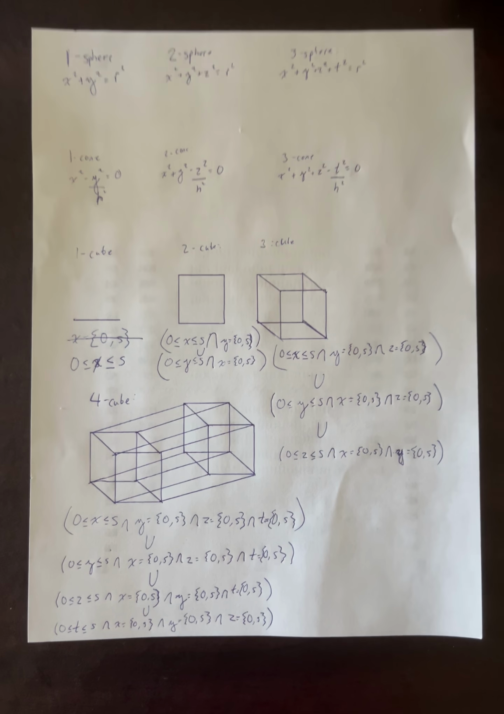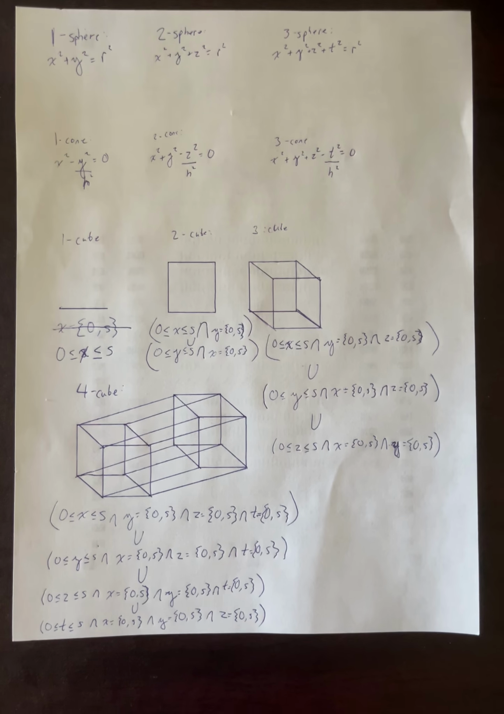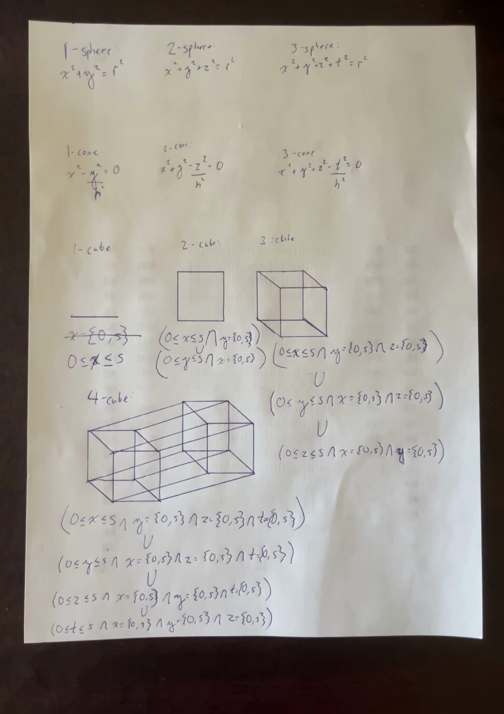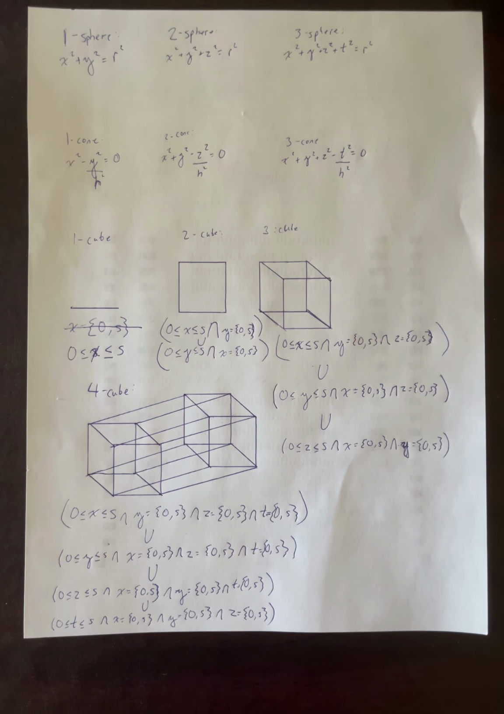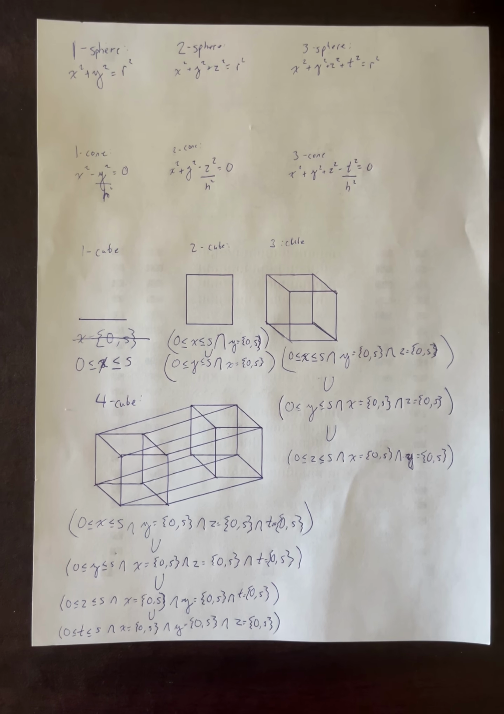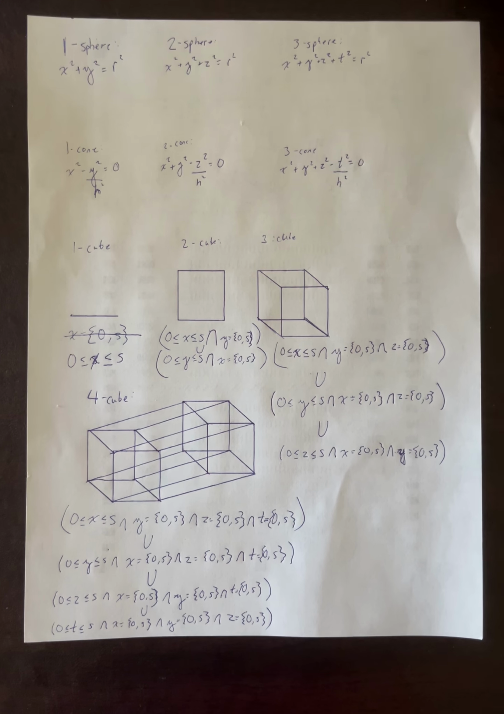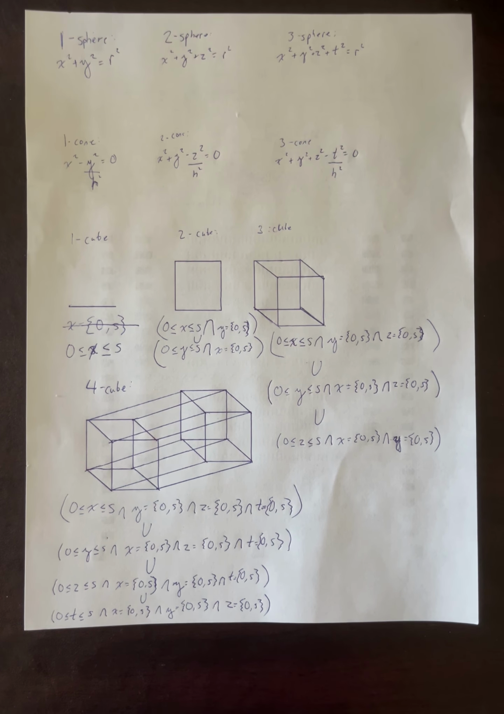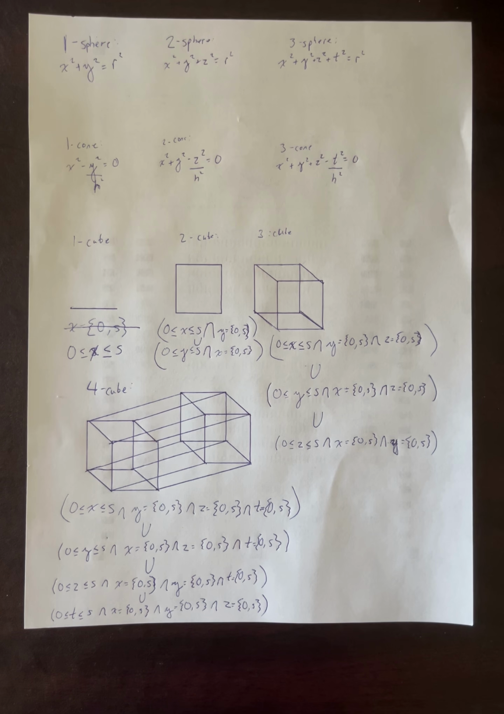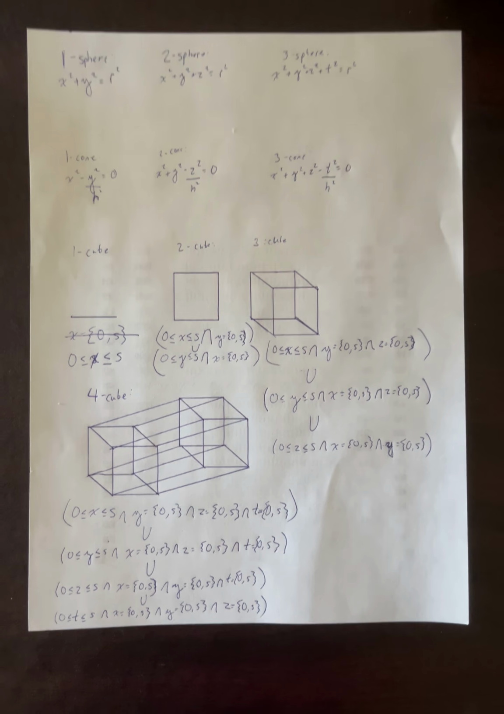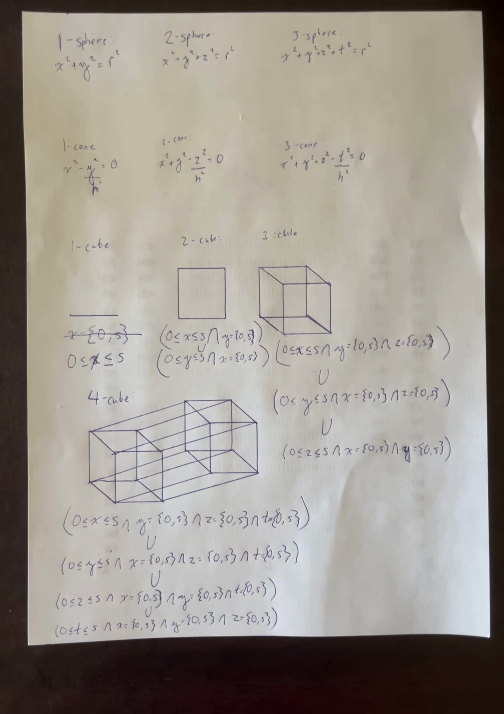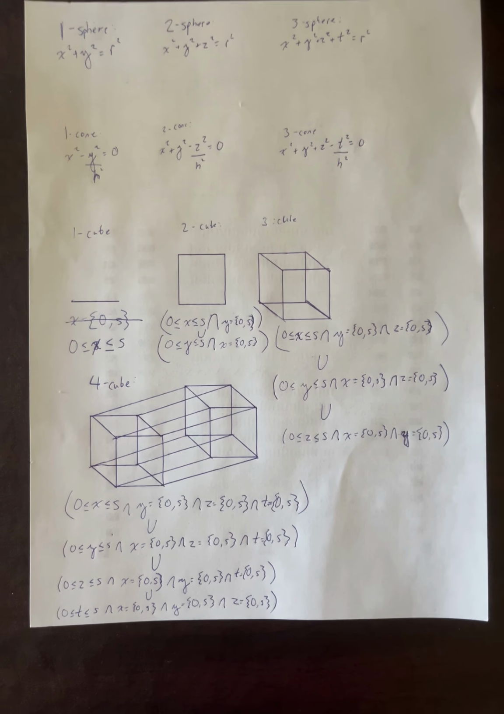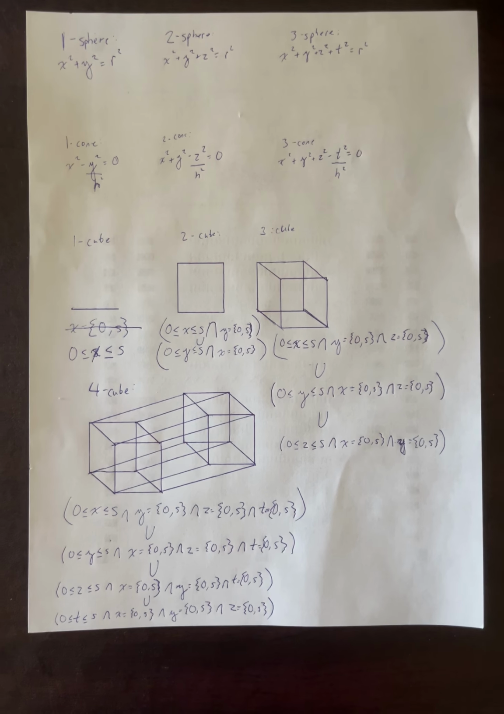For example, a one-sphere is a circle. x squared plus y squared equals r squared. A two-sphere is what we normally think of as a sphere. x squared plus y squared plus z squared equals r squared. A three-sphere is the four-dimensional analog. x squared plus y squared plus z squared plus t squared equals r squared.